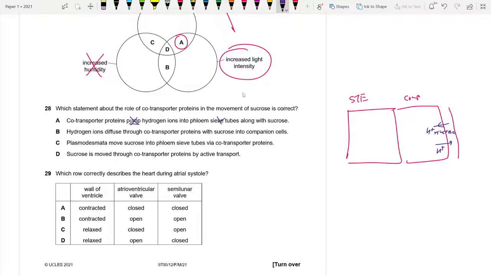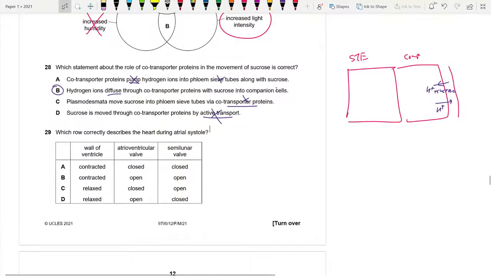Next, hydrogen ions diffuse through co-transporter proteins. Yes, diffuse is the word. With sucrose into companion cells. Perfect. It's facilitated diffusion, not active transport. B is correct. Okay. This is wrong. Plasmodesmata does not require co-transporters. Passive process.